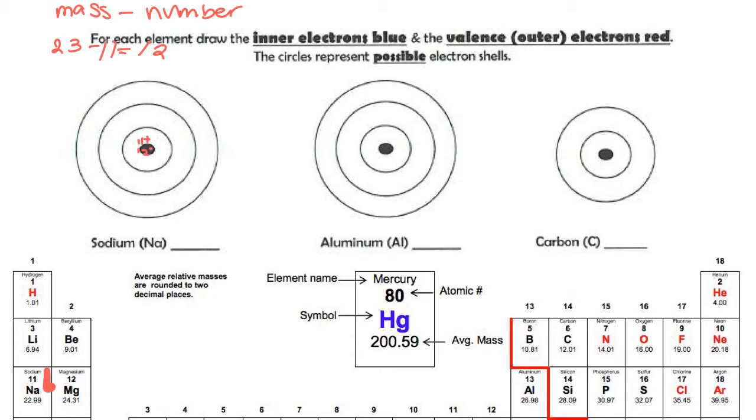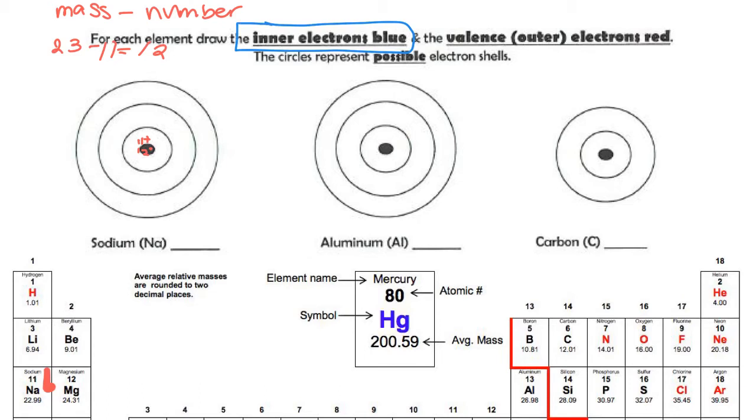Now it's asking me to draw the electrons. Now remember, electrons are those negatively charged particles that are in the electron cloud. And the number of protons and electrons are the same. And so you should remember or know that 2 electrons fit inside this first electron shell. And this is asking me to make my inner electrons blue.